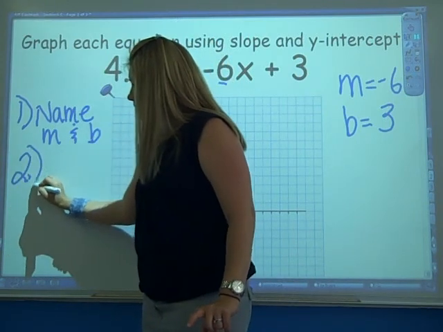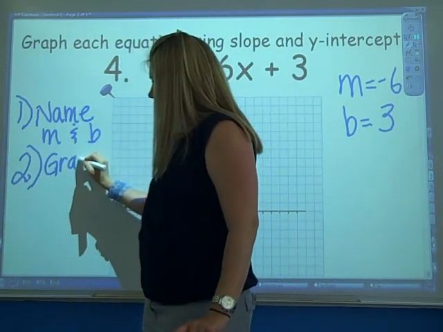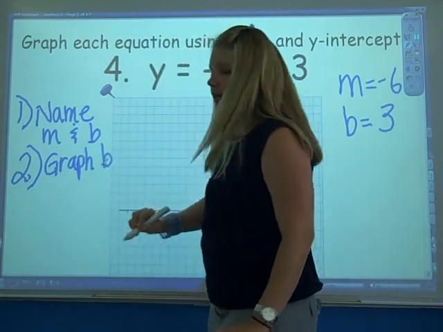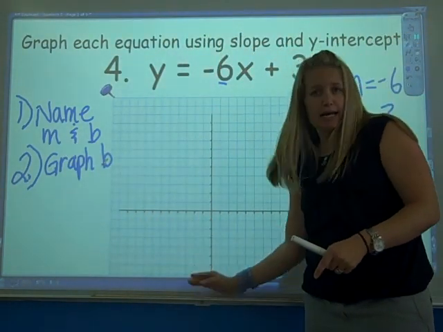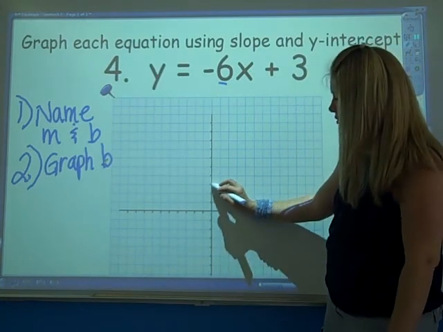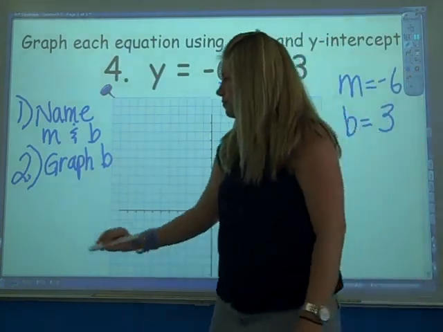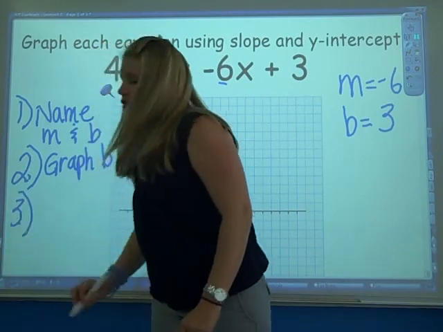Second step, graph your b. Graph your y-intercept. My y-intercept is 3. That means it crosses the y-axis at 3. 1, 2, 3.